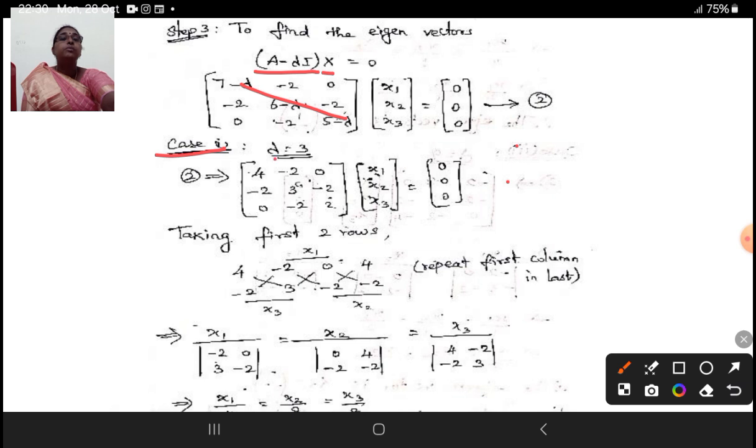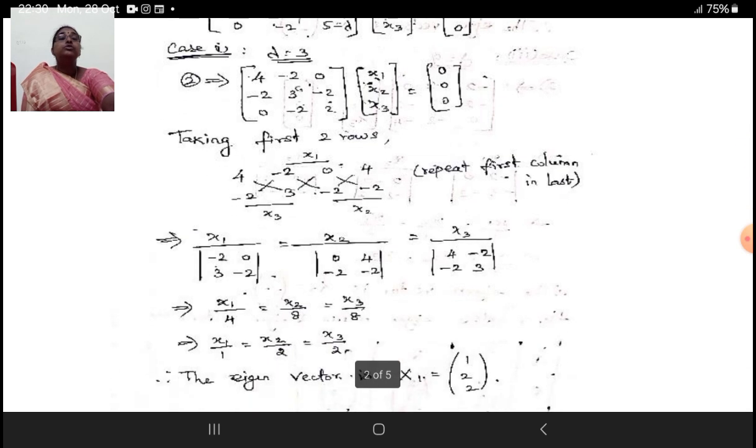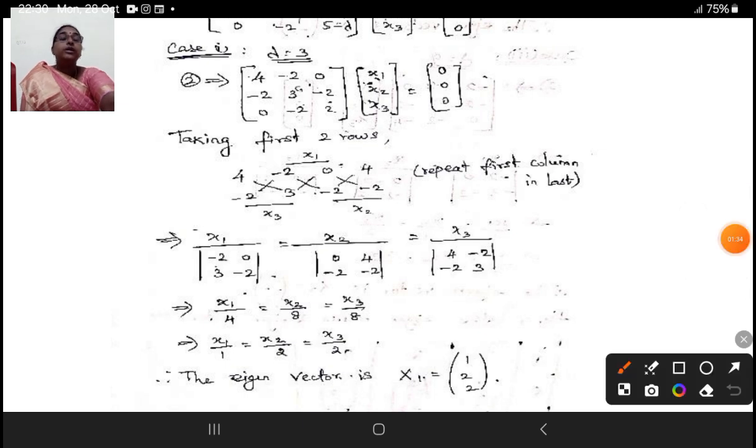First, the lambda value I am choosing is lambda equal to 3. So 7 minus lambda is 4, 6 minus lambda is 3, and 5 minus lambda is 2. So here we substituted the lambda value and we got the new matrix. In this new matrix we can proceed with the cross multiplication method.